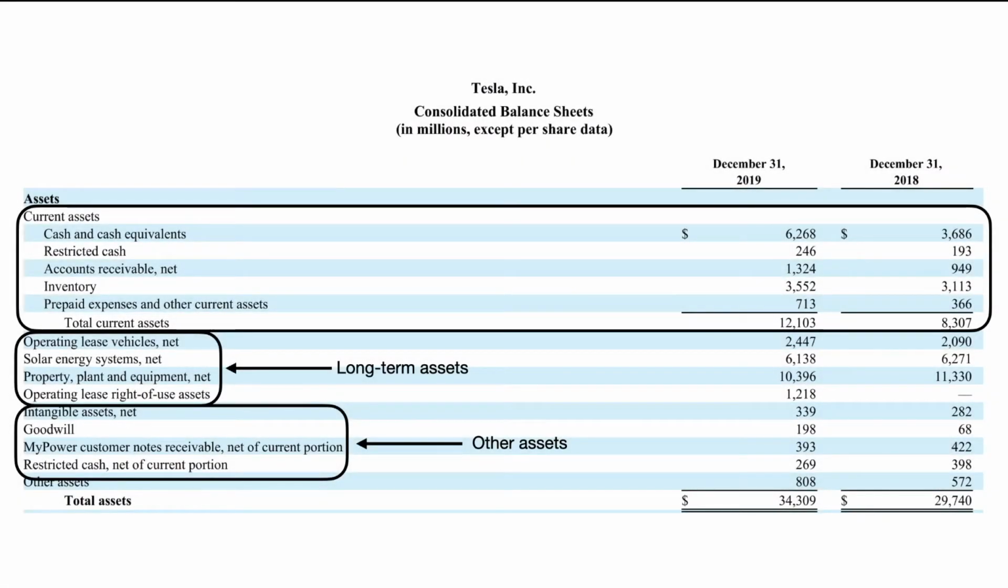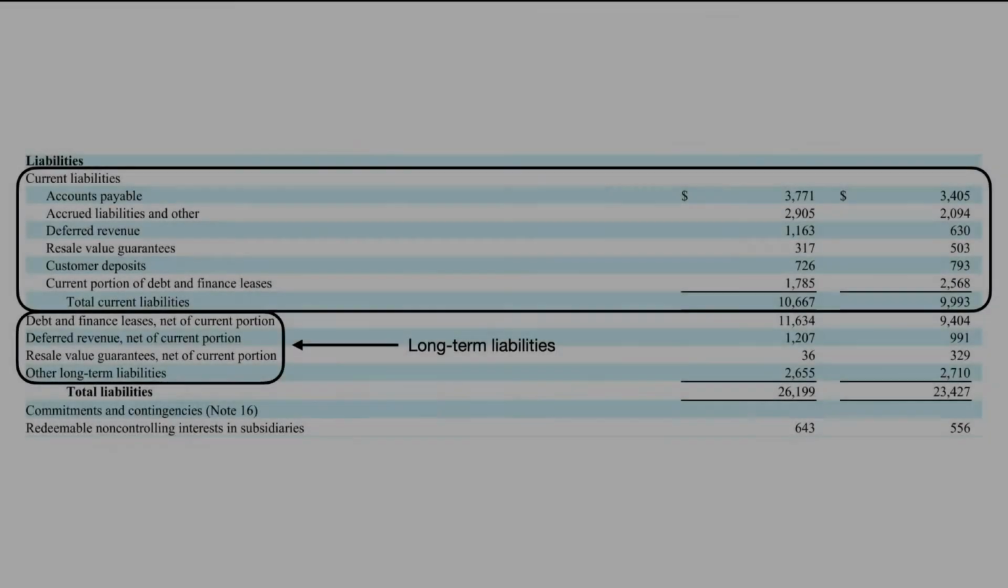First, we have the assets section. As you can see, just like it was in the sample, Tesla helpfully includes a categorical breakdown of their assets, which the balance sheet tells us totaled $34,309 million, or $34.3 billion. Of those $34.3 billion, $12.1 billion are current assets, while long-term assets make up another sizable chunk. Finally, we have the other assets category, which is the smallest portion of the assets section and includes intangible assets like copyrights and patents.